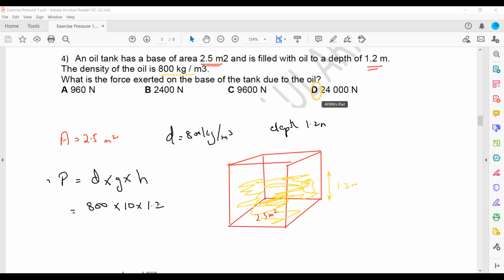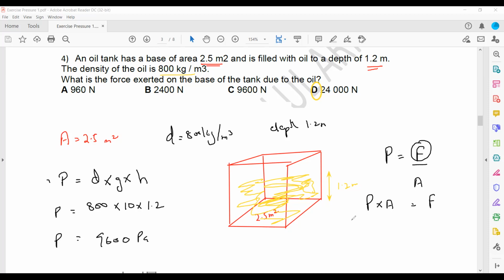So when we multiply 800 into 10 into 1.2, that will be 9600 Pascal. That is the pressure. But in the question, they're not asking for pressure, they're asking for the force. So how to calculate the force from the pressure? If we know the pressure of the oil, pressure is force divided by area. If we need the force, force will be pressure multiplied by area. So pressure times area will give us the force.